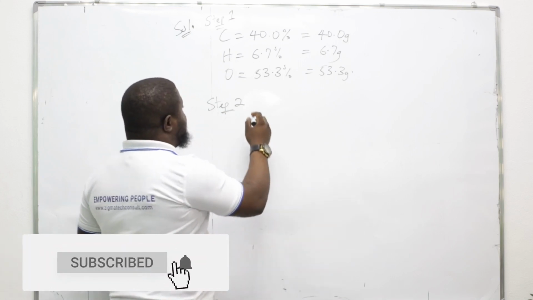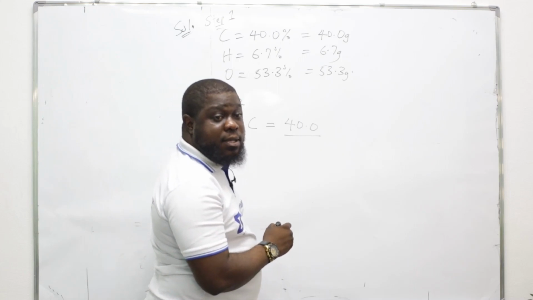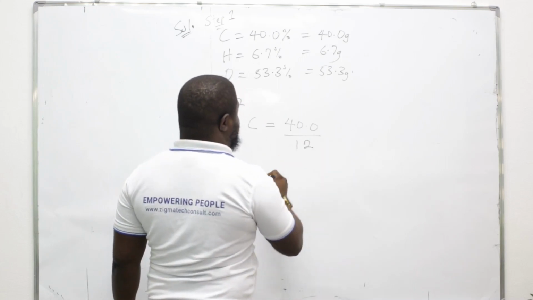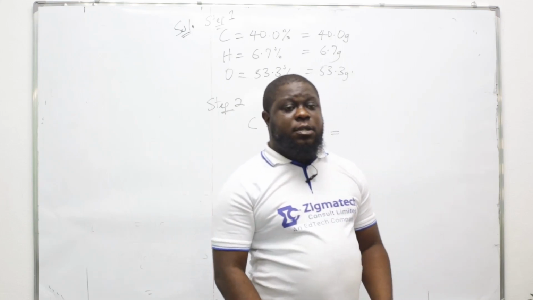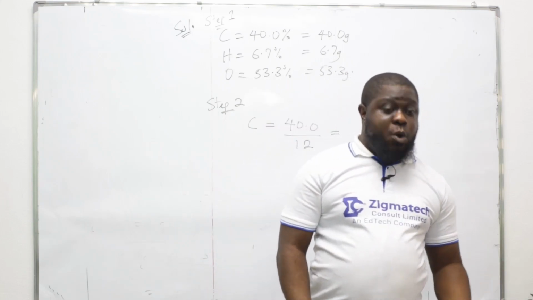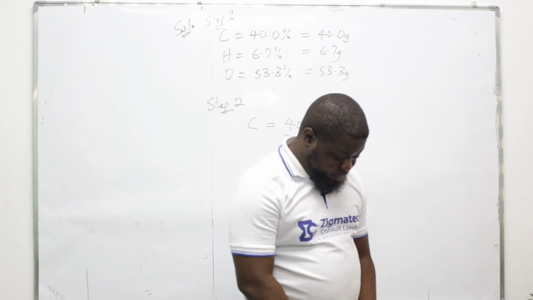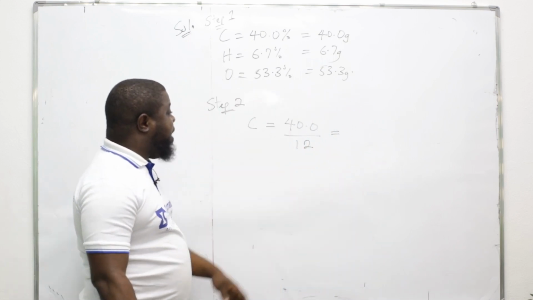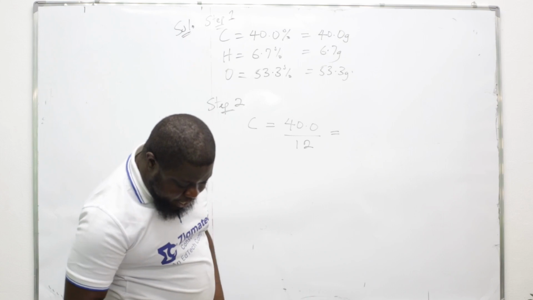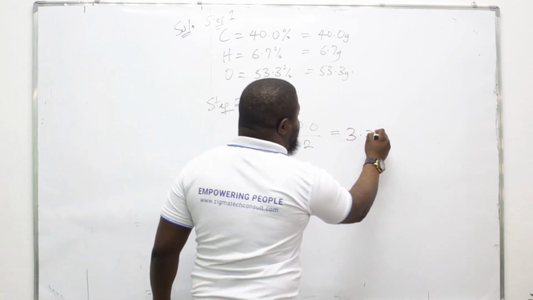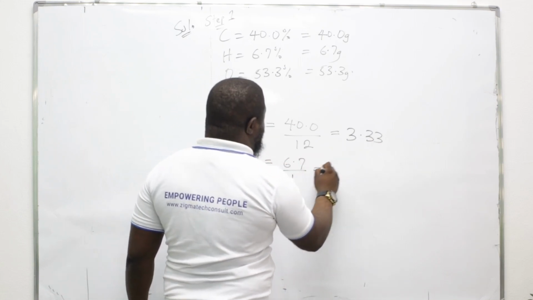So step 2: carbon will be 40.0 divided by 12. When you see carbon, they say 40 divided by 12, and it gave us 3.33. Then hydrogen is 6.7 divided by 1, which is 6.7.